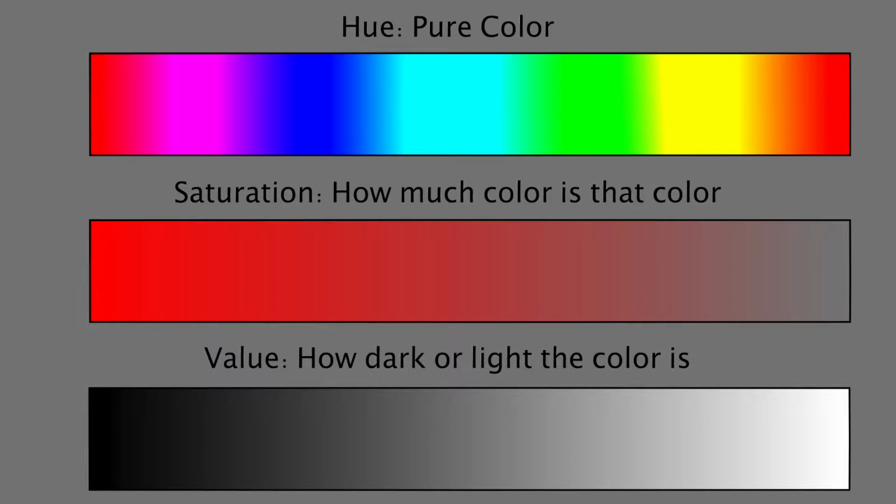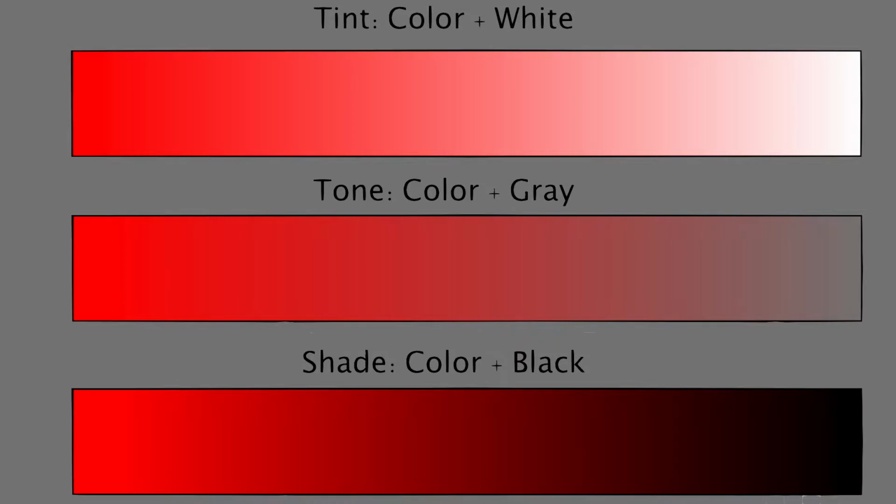Hue refers to color in its basic form. This is what you refer to when you say red, blue, violet, and so forth. Saturation refers to how much color is in your color. We'll come back to this. Value refers to how dark or light your color is. Oddly enough, not every pure hue reads as the same value, which brings us to tints, tones, and shades.